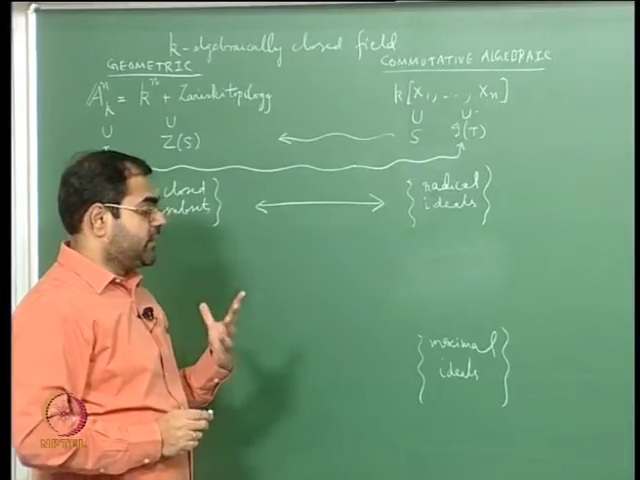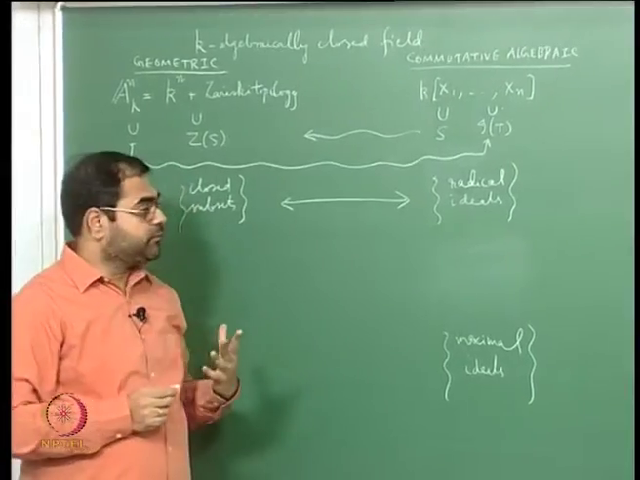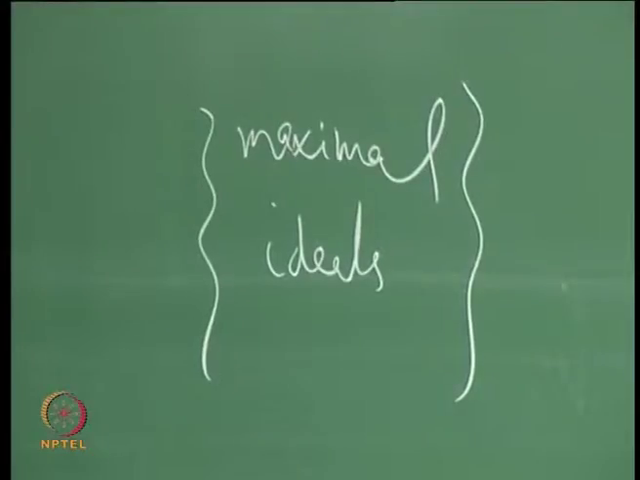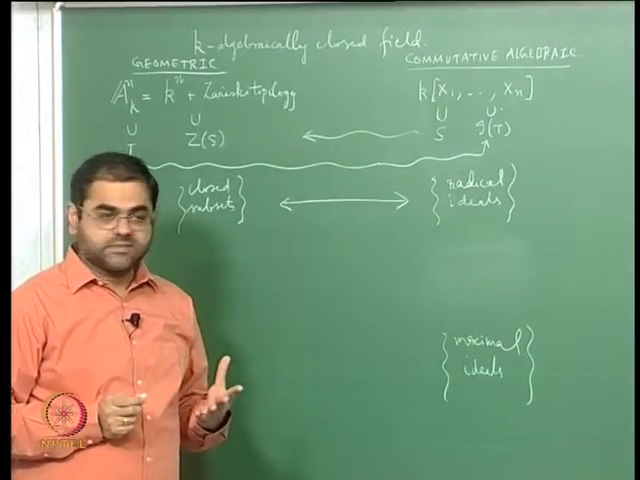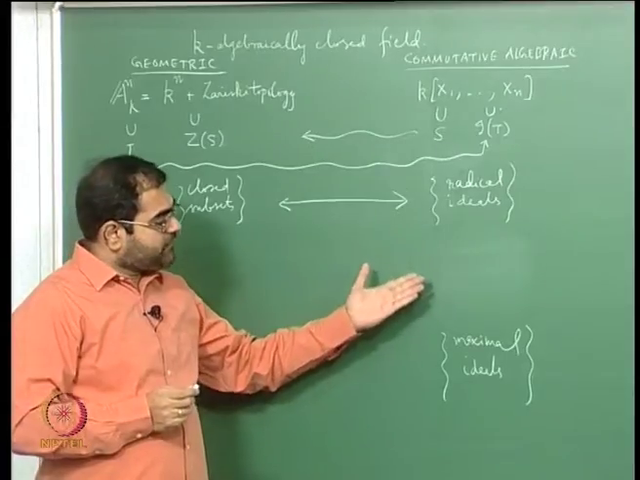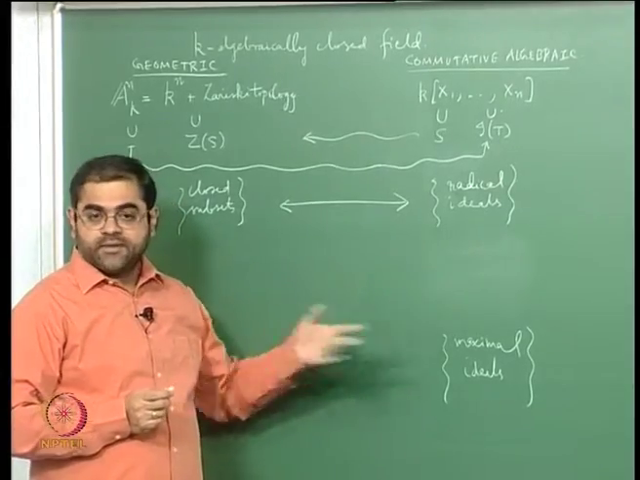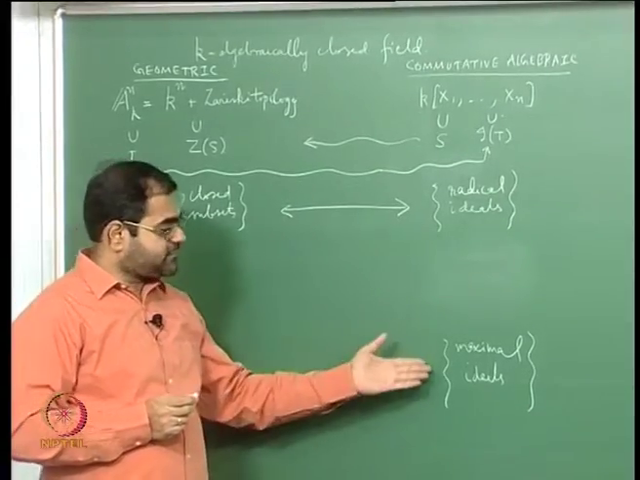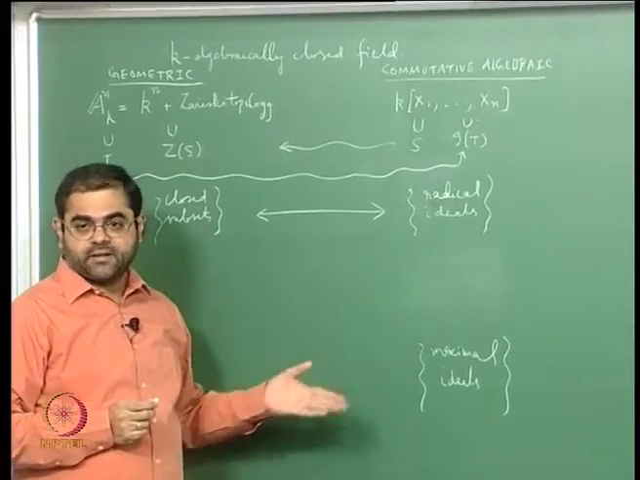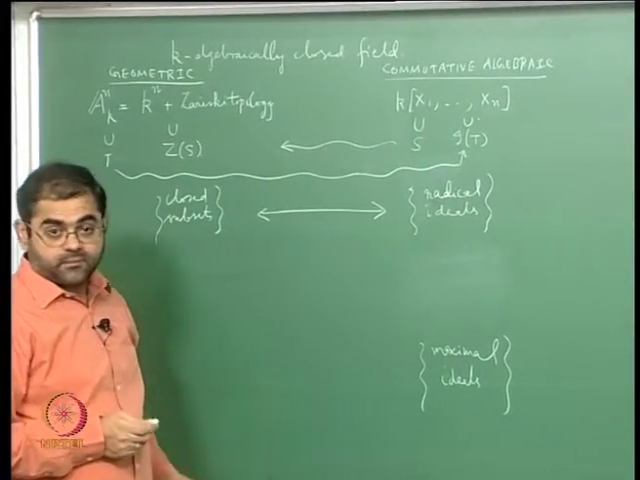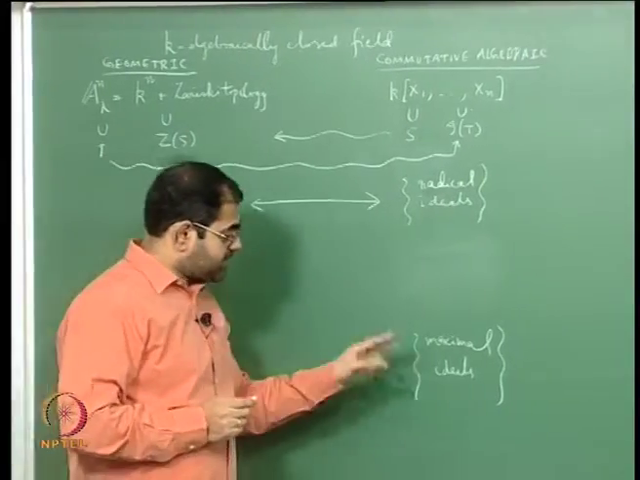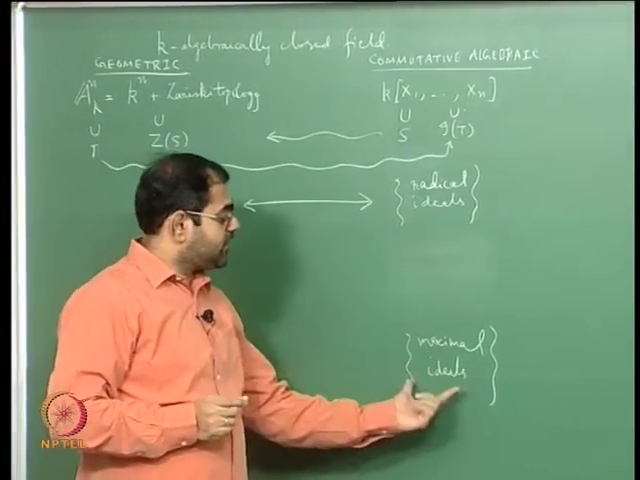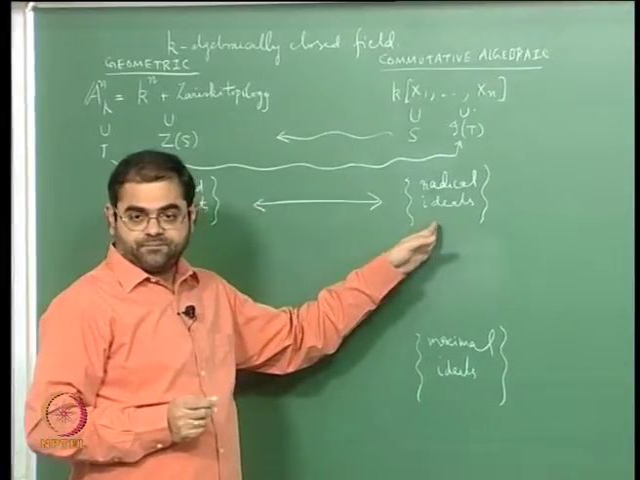radical ideals, because you should perhaps check as an exercise, probably you have already done it in a course in commutative algebra or algebra, that if an ideal is prime, then it is already radical, and since a maximal ideal is prime, a maximal ideal is also radical. But of course there are radical ideals which are not even prime, okay. But in any case, the collection of maximal ideals is a subset of this, okay.